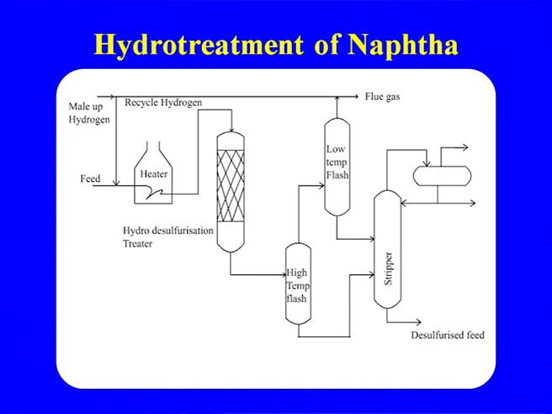We have the catalyst bed, and after that, because the temperature here is high, it goes to the high temperature flash section and the low temperature flash, and then to the stripper section. Here the gases are separated; the hydrogen is recycled as such, because in this process we need the hydrogen. After the stripper, the desulfurized feed goes to the catalytic reforming unit. So, this is the process which we use in the naphtha hydrotreatment.